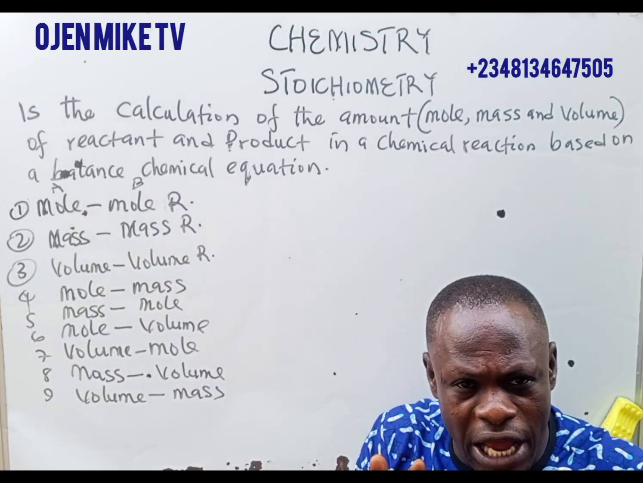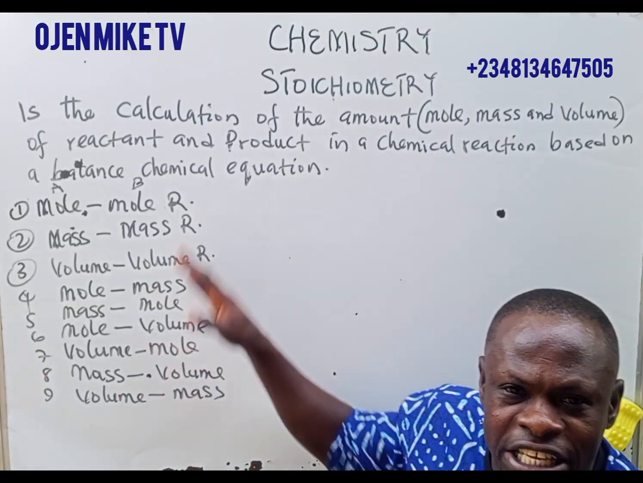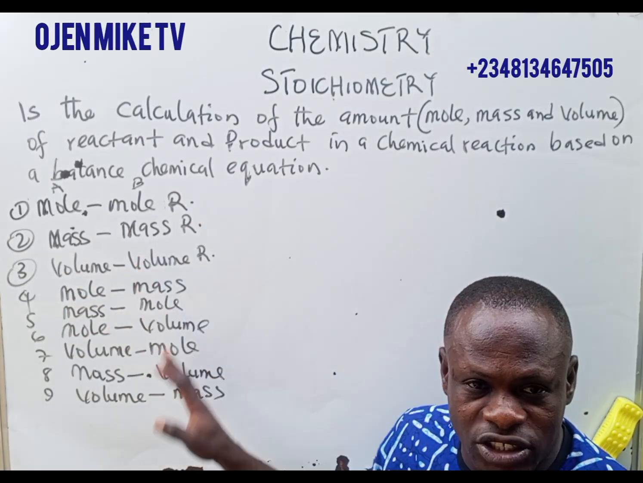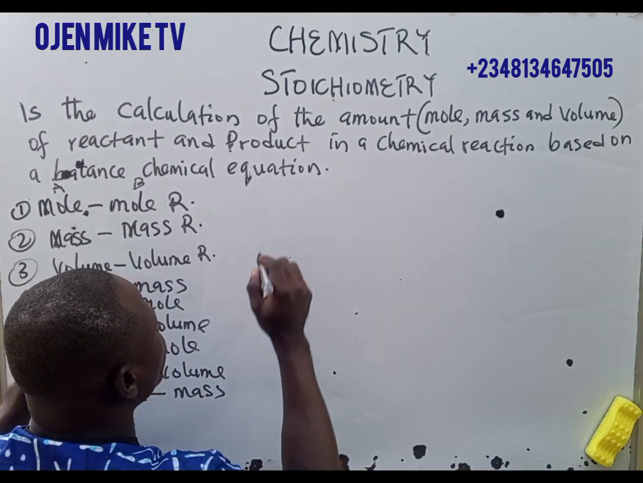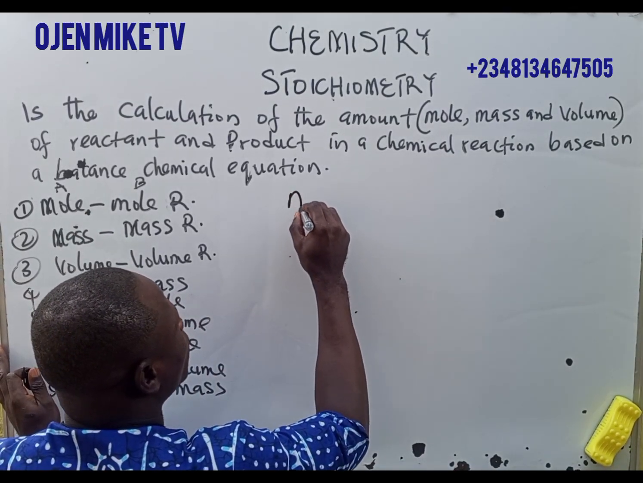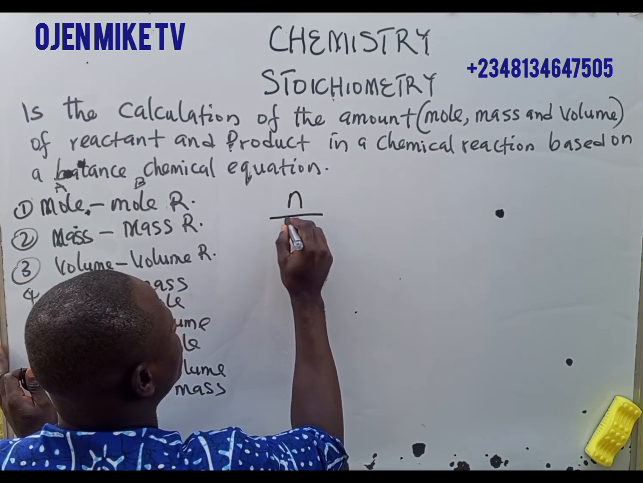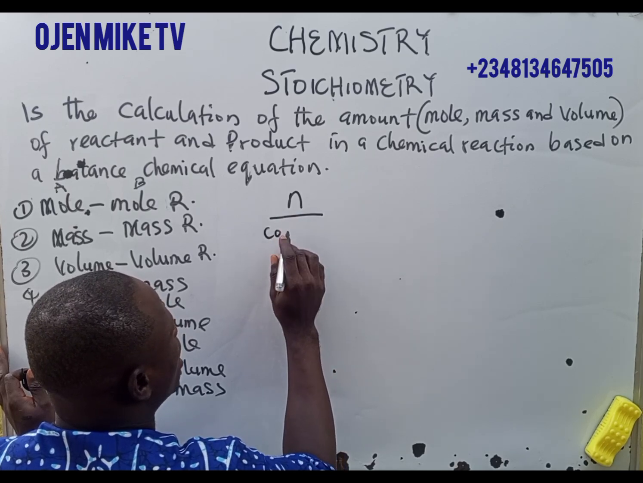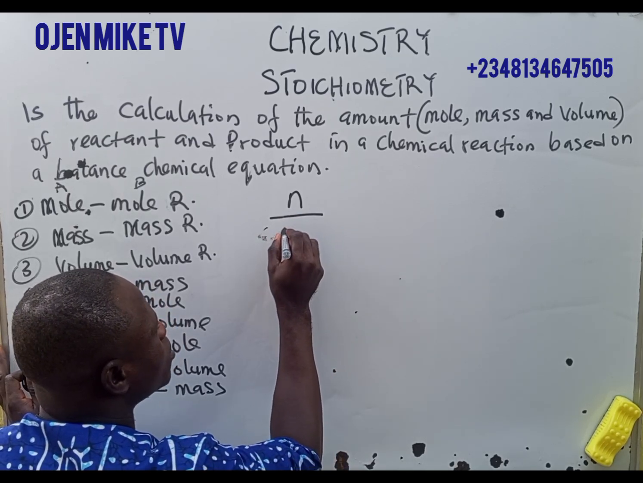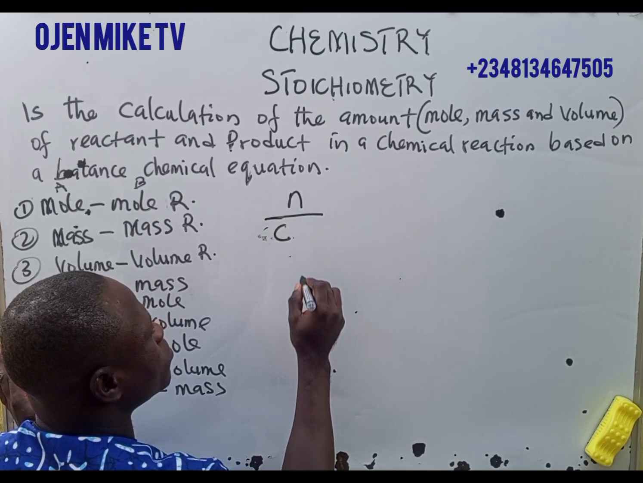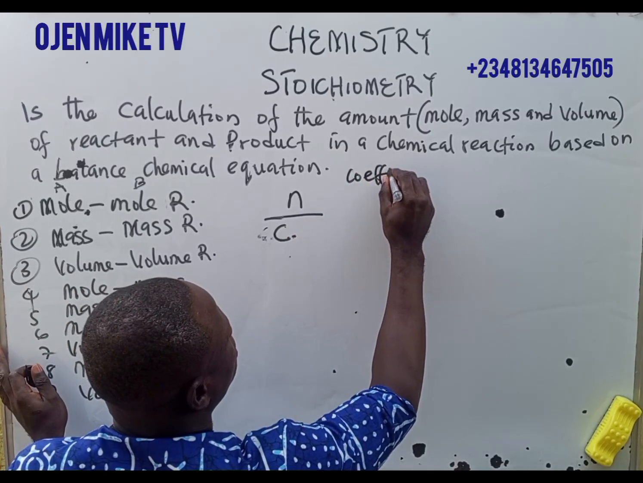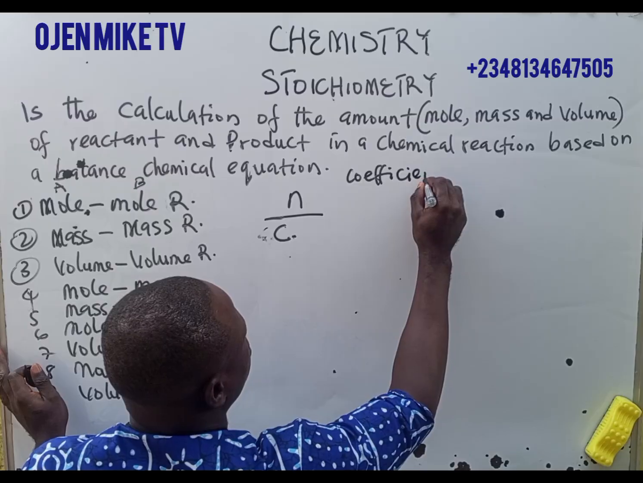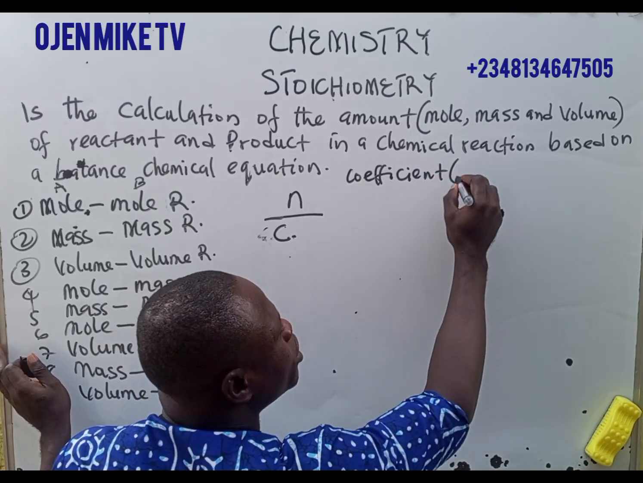There are 3 major formulas to use, then you interchange them the way we have just interchanged here. Now the first formula is for mole. For mole, you have mole of A divided by coefficient. I will represent coefficient as C. Coefficient is simply mole ratio.